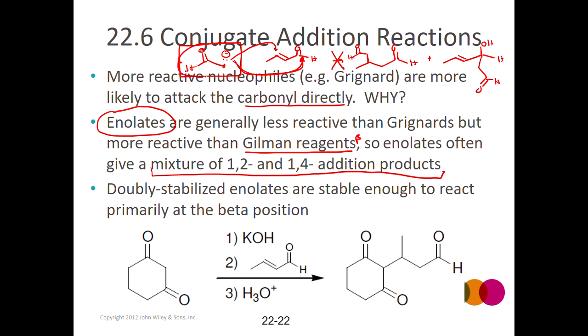So how do we stabilize an enolate? We give it more resonance. And that's exactly what we're showing down here. Doubly stabilized enolates are stable enough that they'll almost always react at the beta carbon rather than at the carbonyl carbon. And so that's the idea here. I use a base to pick off a proton from one of these doubly stabilized enolate sites. And when that picks off that proton, the electrons will remain behind there.